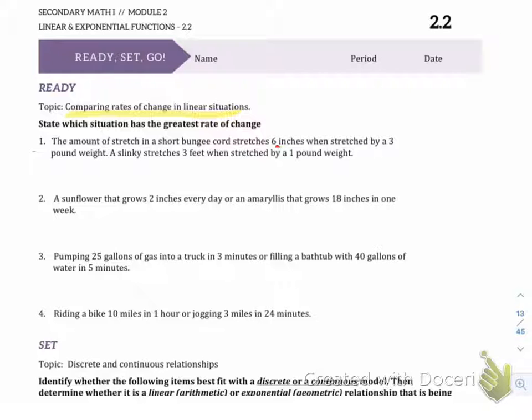The very first problem is about the amount of stretch. A short bungee cord stretches 6 inches when stretched by a 3-pound weight. That's a short bungee. And then there is another one, a slinky, that stretches 3 feet when stretched by a 1-pound weight. We need to figure out which one has the greatest rate of change. So let's see what they're telling us.